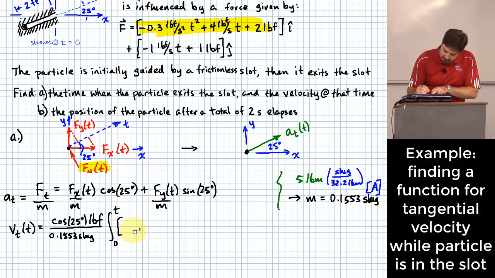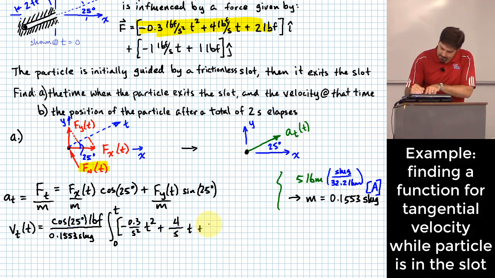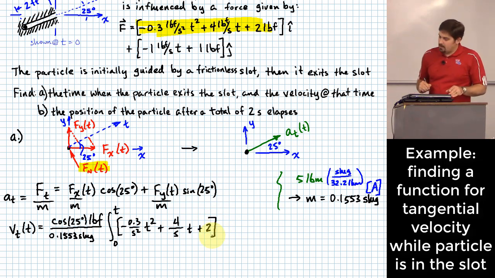All right, so I could actually maybe write that like this: minus 0.3 per second squared t squared, plus 4 per second t, plus 2. That won't have t or seconds in it, and then all of this is going to be dt. That is the contribution to my tangential velocity from the x component of force.